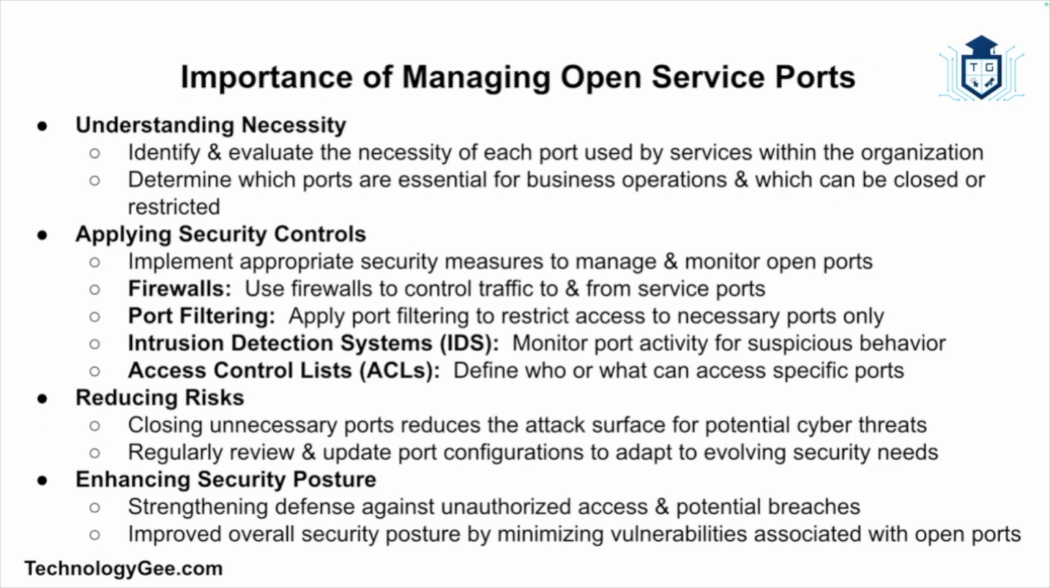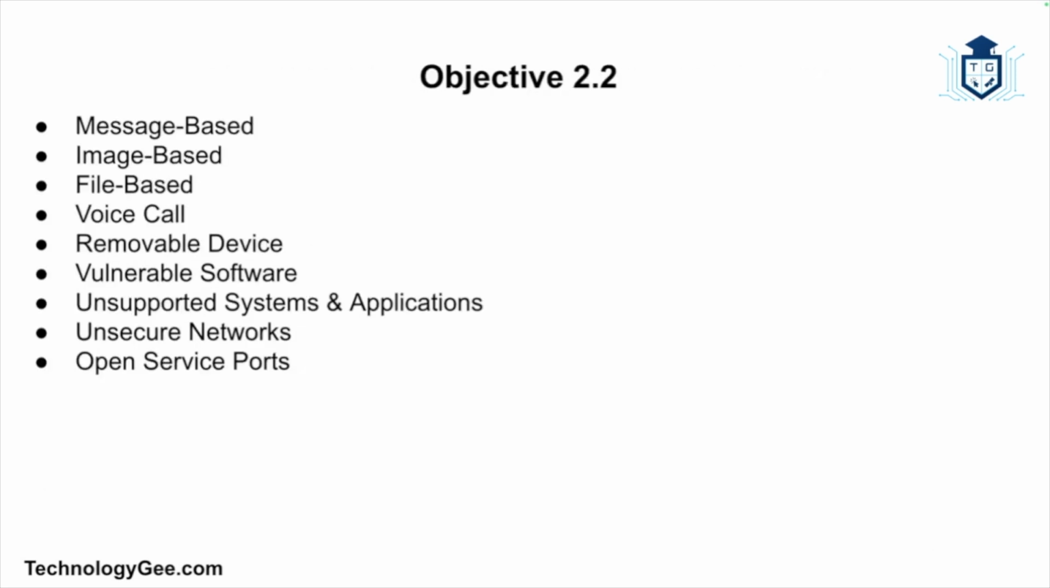So ultimately, by understanding the necessity of each port and applying appropriate security controls, organizations can significantly reduce the risk associated with open service ports and enhance the overall security posture of their systems. All right, so that was my video where you learned about threat vectors such as message-based, image-based, file-based, voice calls, removable devices, vulnerable software, unsupported systems and applications, unsecure networks, and open service ports.